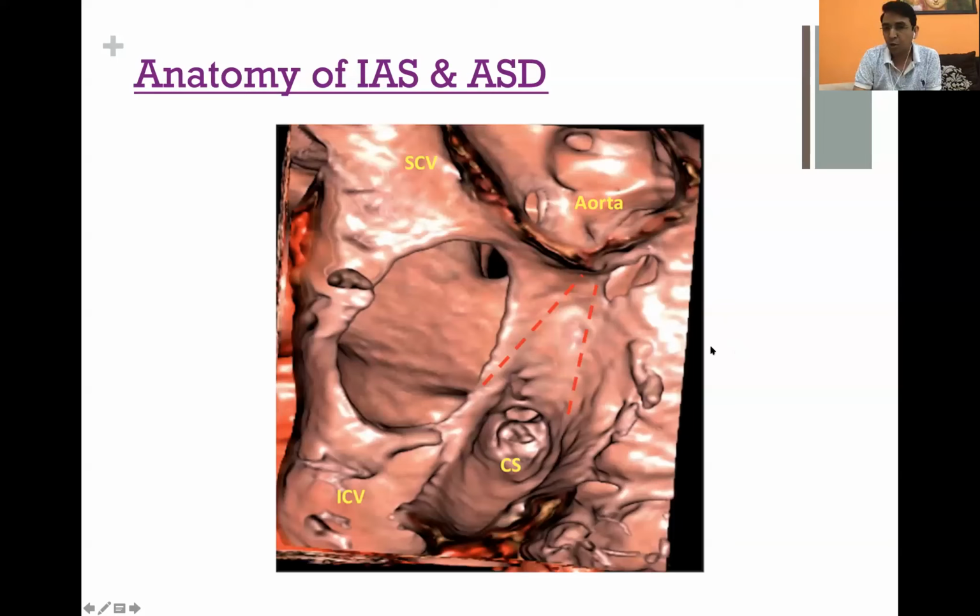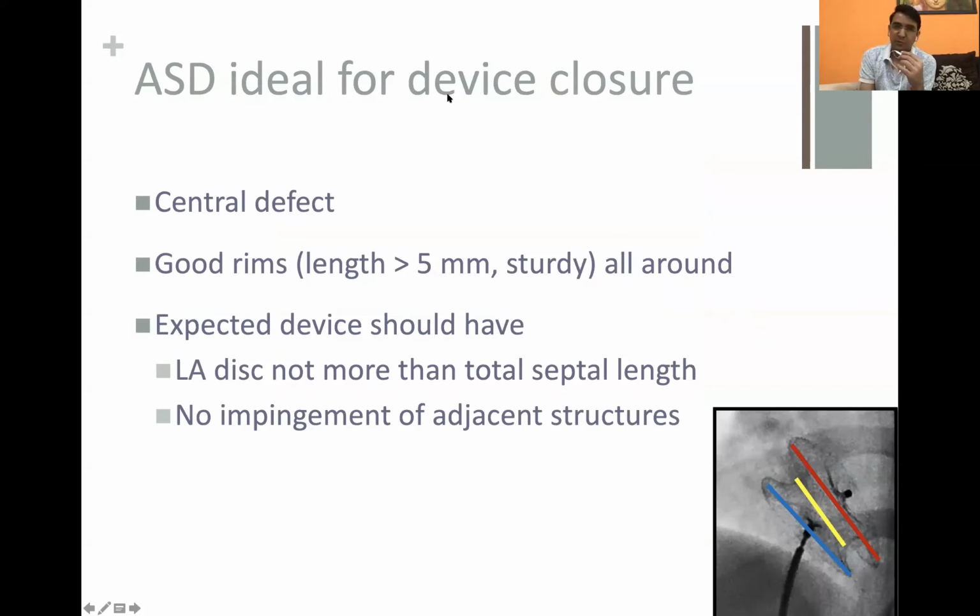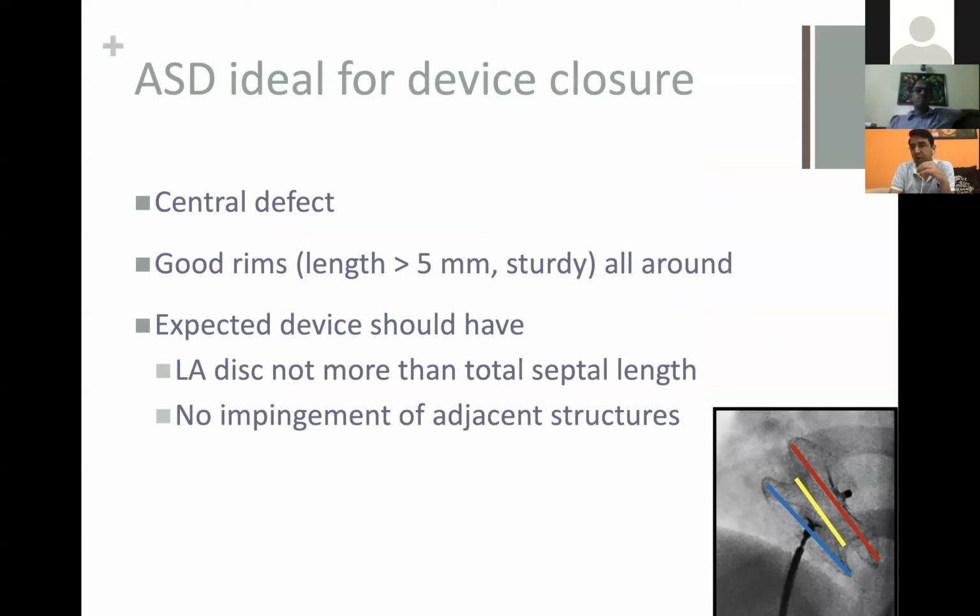Yes, yes. So now, as we have realized that this is the AP, this is the RAO plane, and that is where we are seeing this retro-aortic rim very well. Now, before going further, we need to know which ASD is an ideal ASD for device closure. A defect which is central, which has good rims, ideally which has a length more than 5 millimeters all around. Better if the rims are sturdy. Expected device should be LA disc, not more than septal length, and no impingement of the adjacent structures.